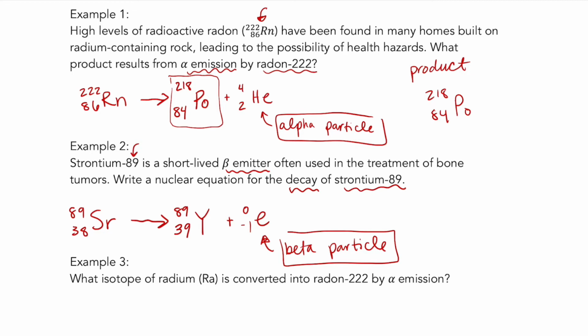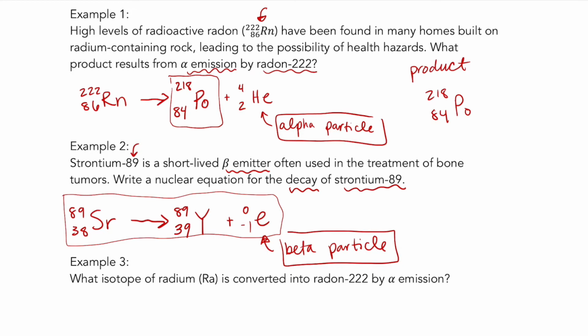R-I-U-M or something like that. It's one of the weird ones for sure. So yttrium is the product. The question was to write the nuclear equation for the decay of strontium-89. So that would be the answer to that question, the whole equation. Okay.